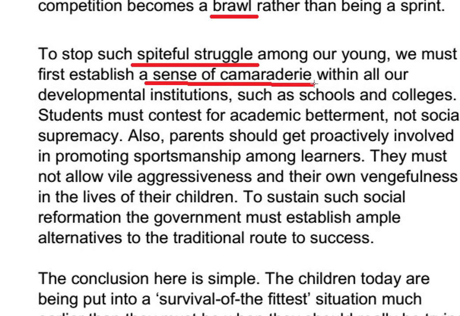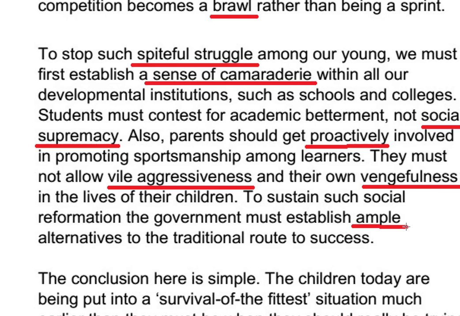A sense of camaraderie, that's great. Social supremacy. Okay, supremacy, that's a good word to be using. We have proactively, vile aggressiveness. The writer uses some very interesting adjectives. Vengefulness, that's a good word. Ample alternatives. Ample is a good word to use.